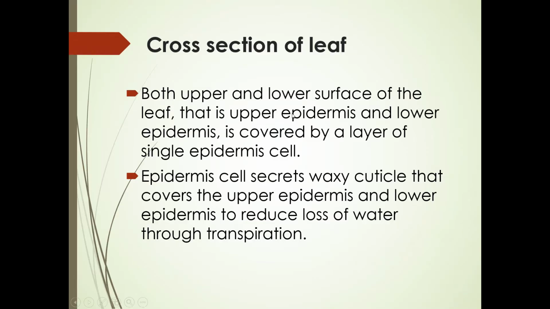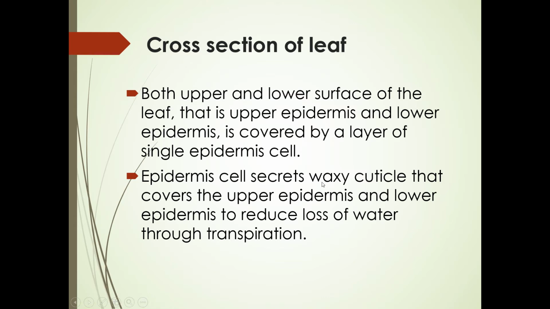Okay, so cross section of leaf. Just now when you saw the video, both the upper and lower surface of the leaf have an upper epidermis and a lower epidermis. The upper epidermis is at the upper part and the lower epidermis is the lower part. It is covered by a layer of single epidermis cells.